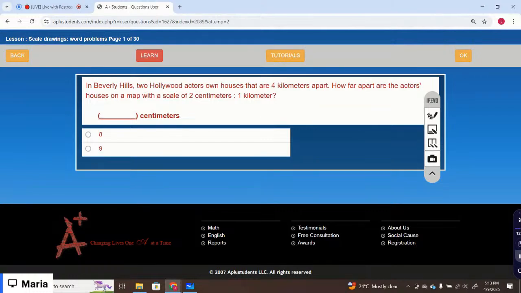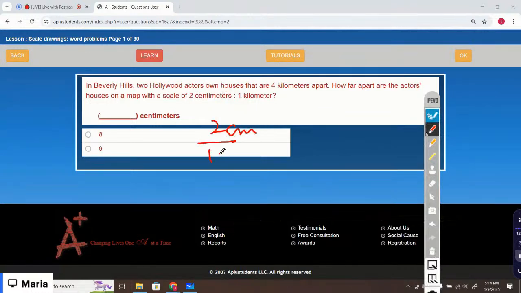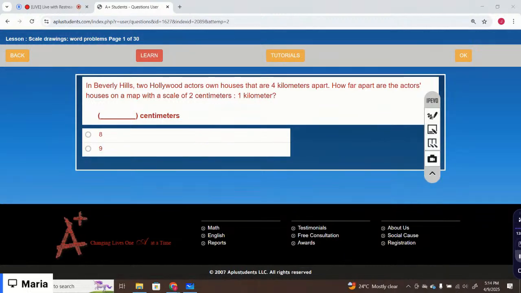In Beverly Hills, two Hollywood actors own houses that are 4 kilometers apart. How far apart are the actors' houses on a map with a scale of 2 centimeters equals 1 kilometer? So you have the scale 2 centimeters to 1 kilometer, right? Their houses are 4 kilometers apart. So 1 times 4 is 4, 2 times 4 is 8. So that is on the map. It would be 8 centimeters apart. Option number 1 is the correct option.